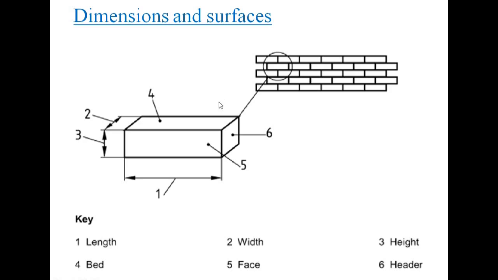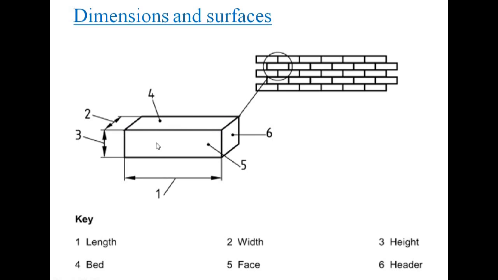So for dimensions and surfaces, here this is a constructed wall. Out of that, I have highlighted one brick. In that you can see the numbers they have given. Number one is the length of the brick. Number two is the width. Number three is the height. Number four is the bed of the brick. The top as well as the bottom surface are called the bed.